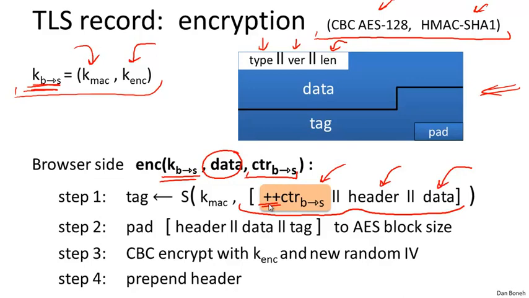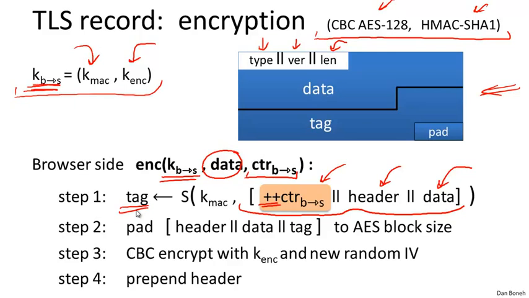Now, the interesting thing here is that even though the value of the counter is included in the tag, you notice the value of the counter is actually never sent in the record. The reason it doesn't need to be sent is that the server on the other side already knows what the value of the counter needs to be. So it doesn't need to be told in the record. It implicitly already knows what it is, and when it's going to verify the MAC, it can just use the value that it thinks the counter should be and verify the MAC in that fashion.